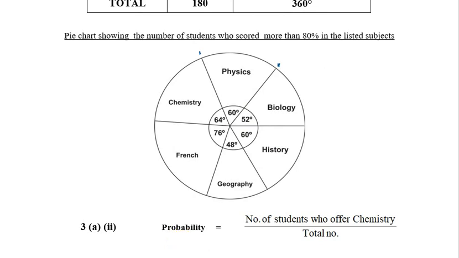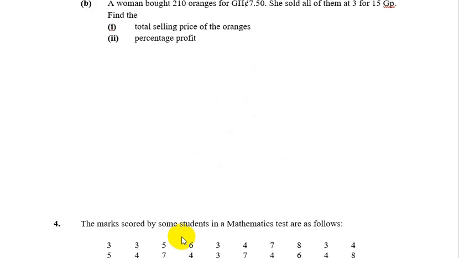Now let's get to the B part of question 3, 2012. The B part says that a woman bought 120 oranges for 7 cedi 50 pesos. She sold all of them at 3 for 15 pesos. Find the total selling price of the oranges and also the percentage profit. Now we know that the woman bought the 120 oranges for 7 cedi 50 pesos, right?